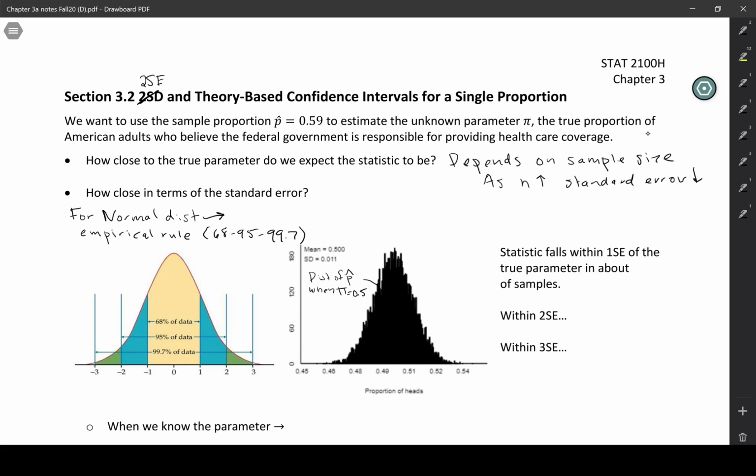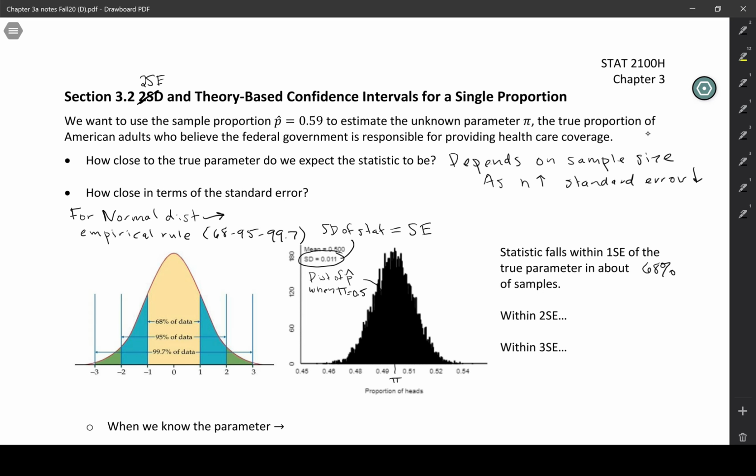So we're going to take advantage of the empirical rule here. Remember, we're looking at a distribution of statistics. The center of this distribution is the true parameter. In this case, we were assuming that the parameter was 0.5. And this standard deviation that's here is the standard deviation of a statistic, which is also known as the standard error. So based on the empirical rule, we can say that the statistic falls within one standard error of the true parameter in about 68% of samples.